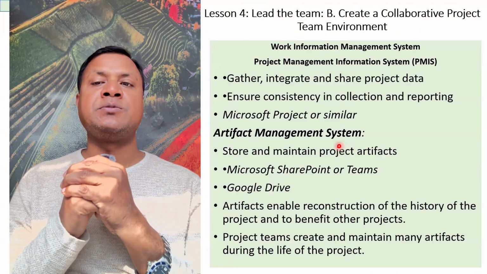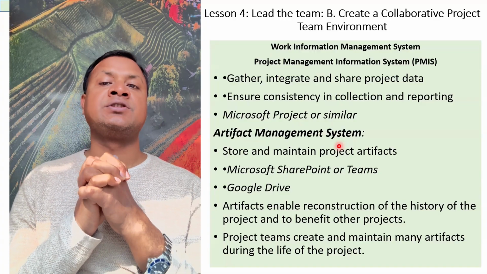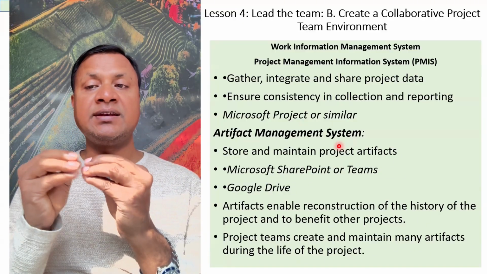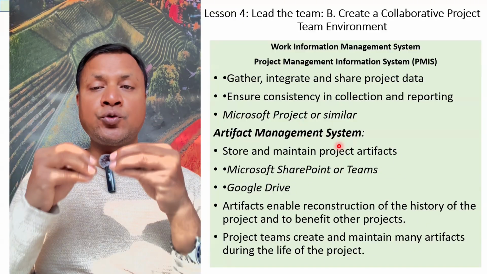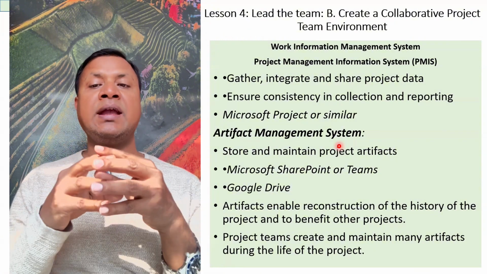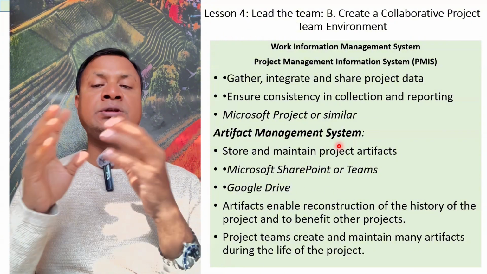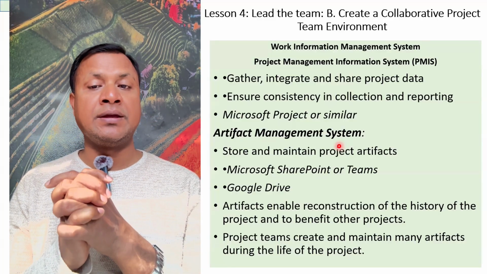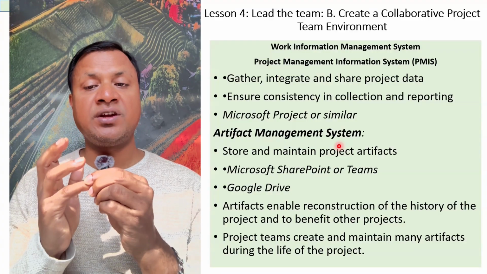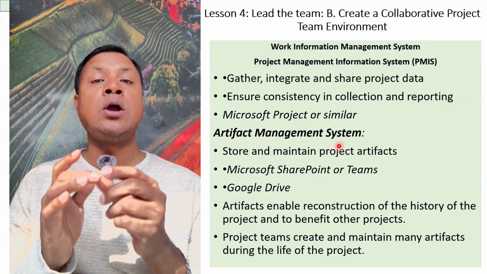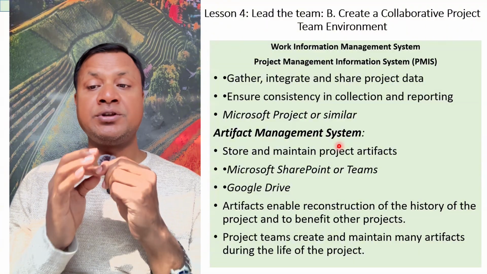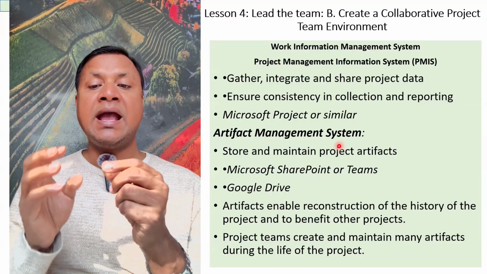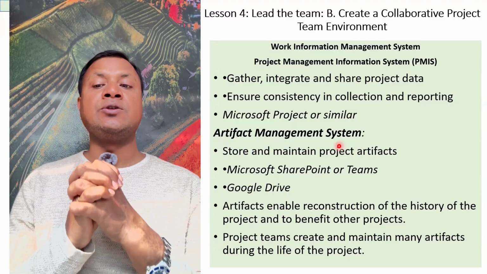So a work information management system or project management information system, PMIS, should be built. Gather, integrate and share project data. Ensure consistency in collection and reporting. You can use Microsoft Project or similar project software. So an artifact management system should be there. Store and maintain project artifacts. Microsoft SharePoint or Teams, Google Drive or artifacts enable reconstruction of the history of the project to benefit other projects, and the project team creates and maintains them during the life of the project.